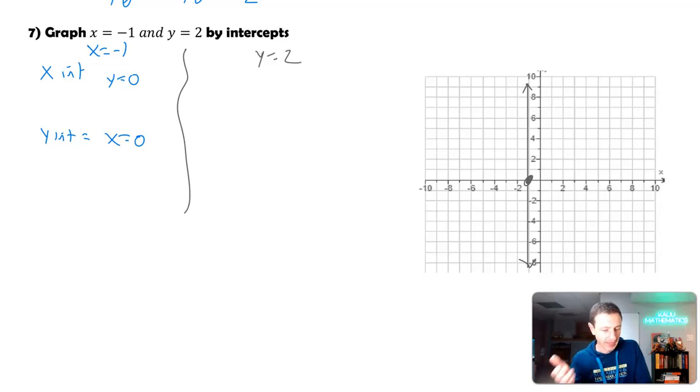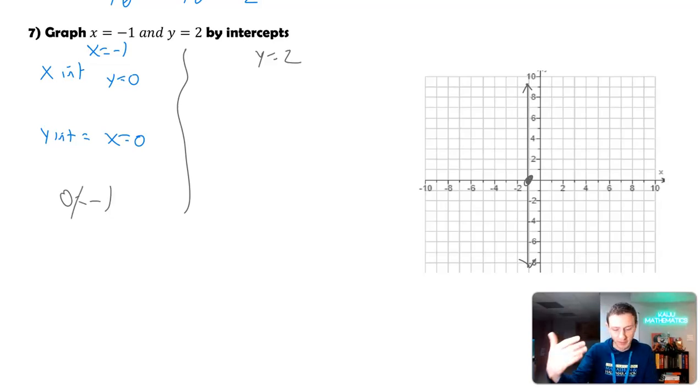Where if you think about the y-intercept, if you plug in 0, that would be 0 equals negative 1. That's a false statement, meaning we don't have anywhere where it's crossing the y-axis. We get this false statement, meaning it's not going to cross the y-axis.